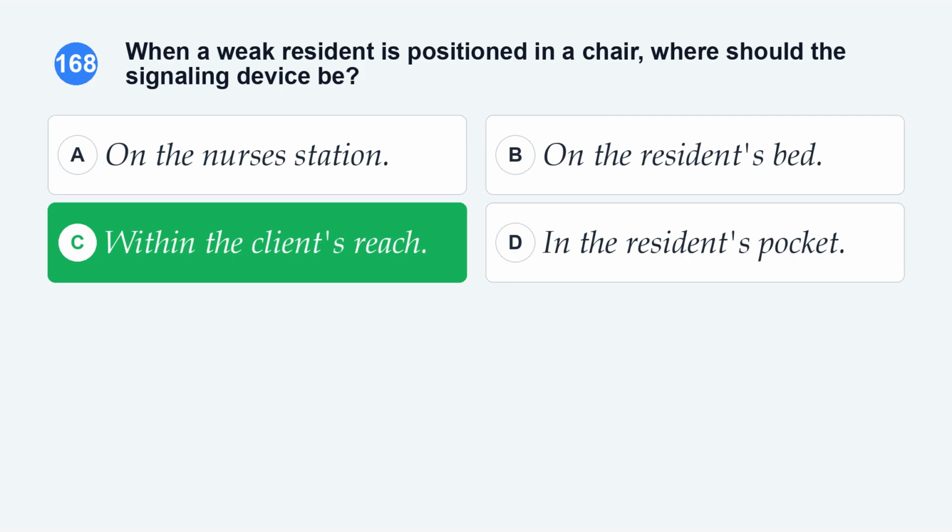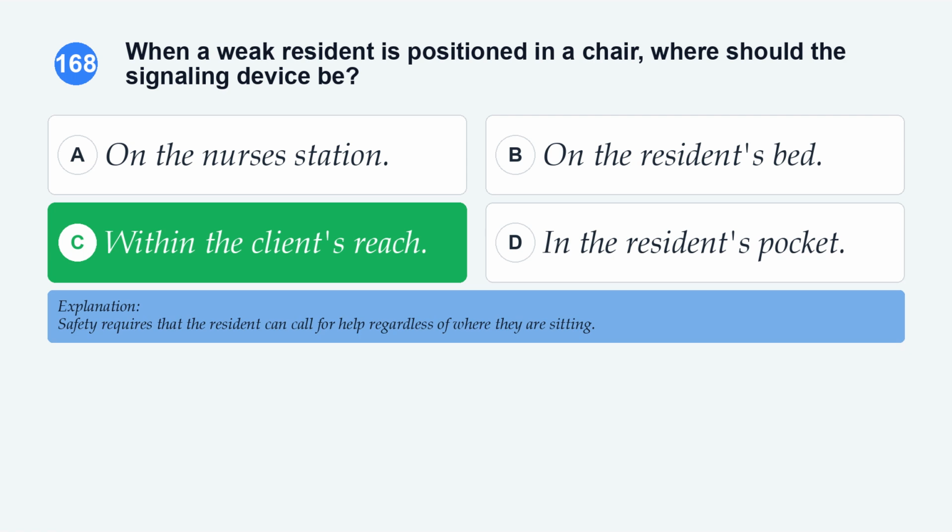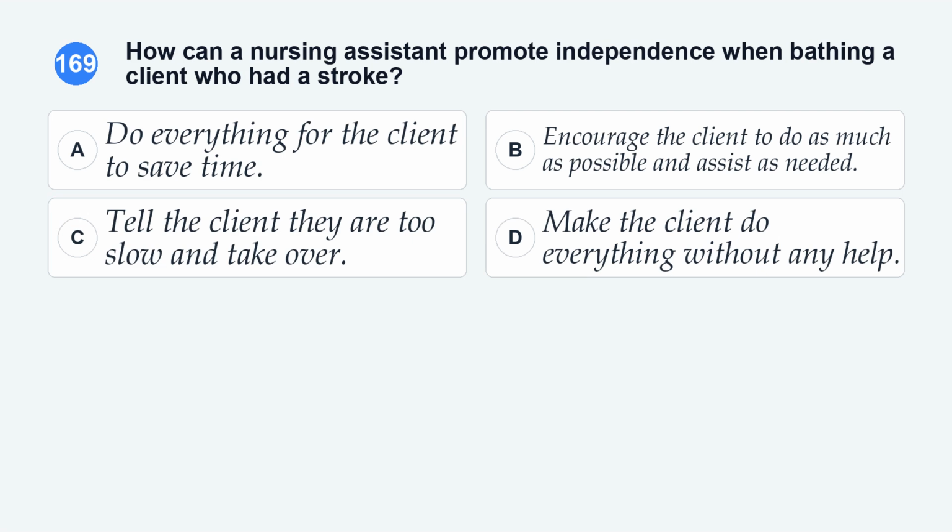The correct answer is option C. Within the client's reach. Explanation. Safety requires that the resident can call for help regardless of where they are sitting. Question 169. How can a nursing assistant promote independence when bedding a client who had a stroke?